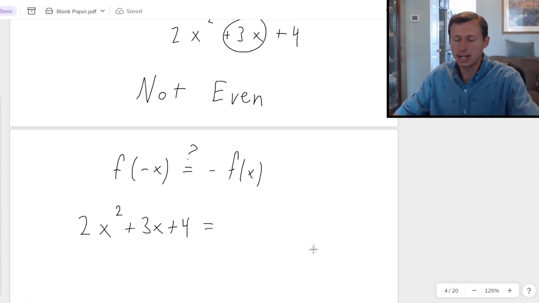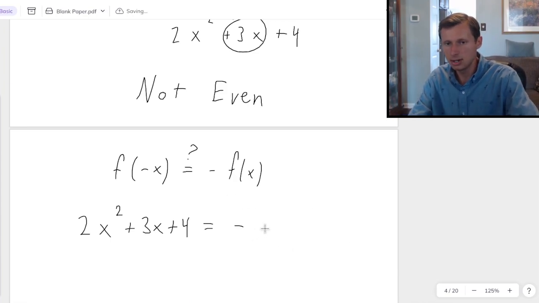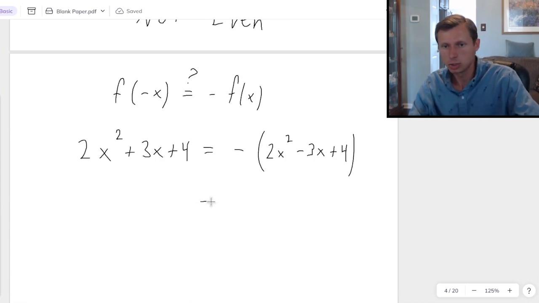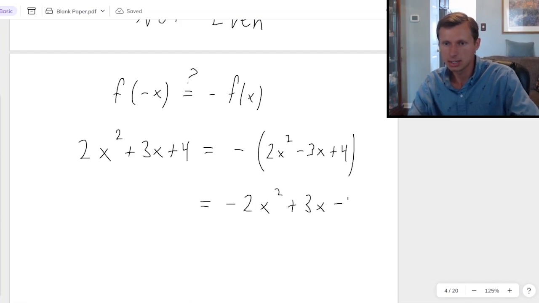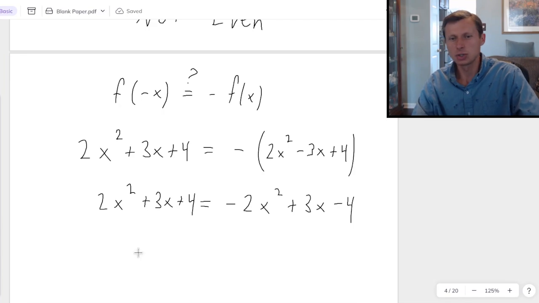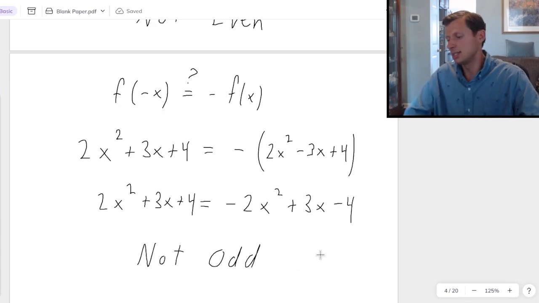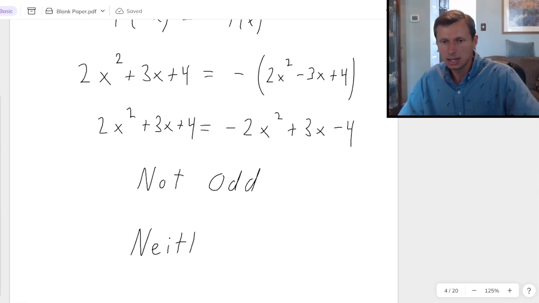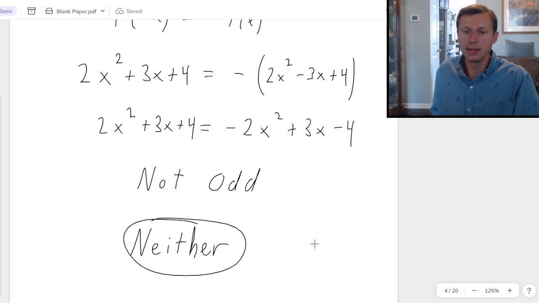Now for negative f of x, watch how I do this. I'm putting a negative sign here, and then the rest of it goes in parentheses. So like the original function, 2x squared minus 3x plus 4. I just have to distribute the negative sign to every term. It's going to be negative 2x squared plus 3x minus 4. And the question is, does this equal 2x squared plus 3x plus 4? And the answer is obviously not. So we would say it's not odd. And since it's not odd and it's not even either, then there's only one option it can be, and that is neither even nor odd, which is perfectly fine.